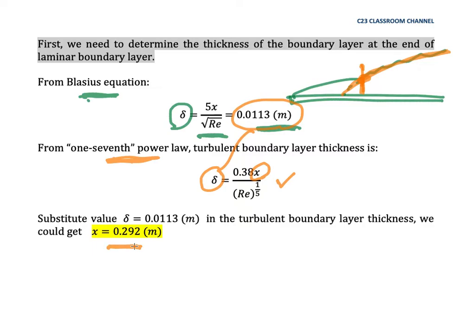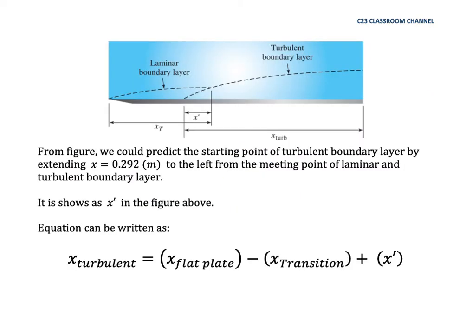So we have a laminar boundary layer here, and it is equal to 1.4 meter. If we use the thickness of this one, we could calculate the starting point of the turbulent boundary layer here. According to the calculation, the value of this one is equal to 0.292 meter.